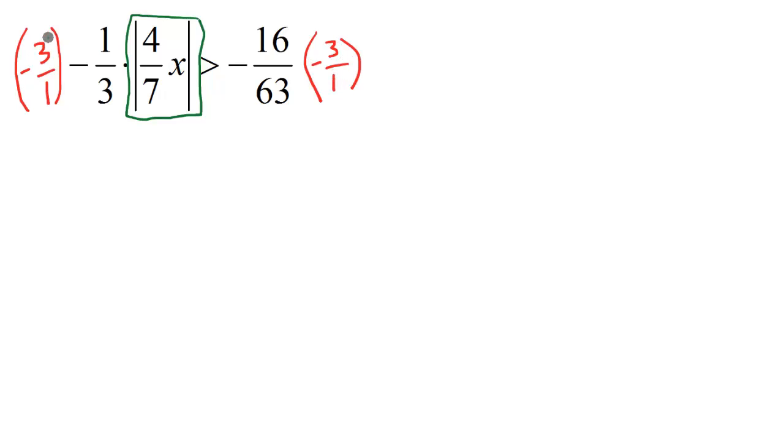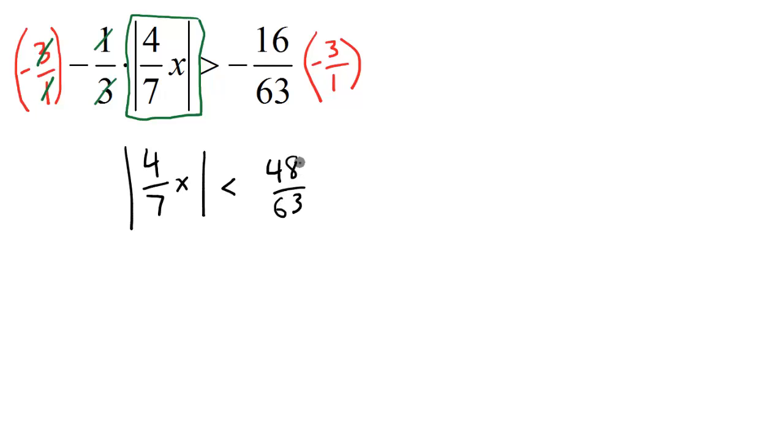Now by doing that, this 3 cancels out with this 3 down here, and these 1's cancel out, and then a negative times a negative will become a positive. So that all goes away. We're left with the absolute value of 4/7 times x. Because we multiply by a negative number, that flips the sign. So instead of sticking with greater than, we got to change this to less than. And then 16 times 3 will give us 48, and then 63 times 1 is of course 63. A negative times a negative will become a positive, so I'll leave that fraction just like this.